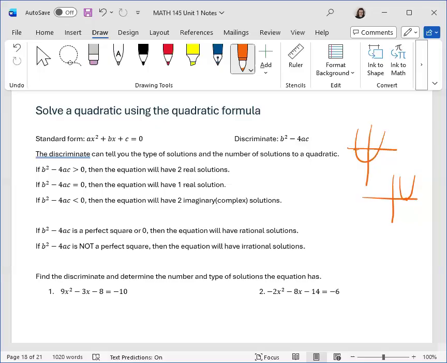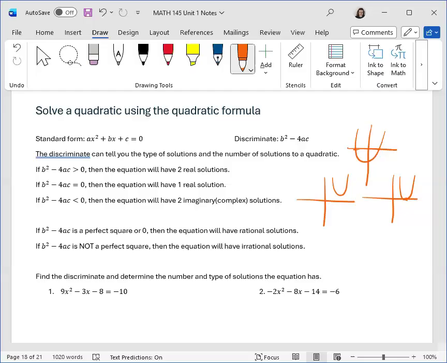And then our third case is when the discriminant is negative, or less than 0. And that means that we're going to have imaginary or complex solutions. Graphically, that's when the parabola will not touch the axis at all, right? It's completely above the x-axis, or completely below the x-axis if it opens down. So if we get a negative discriminant, we know that there's going to be two imaginary solutions.